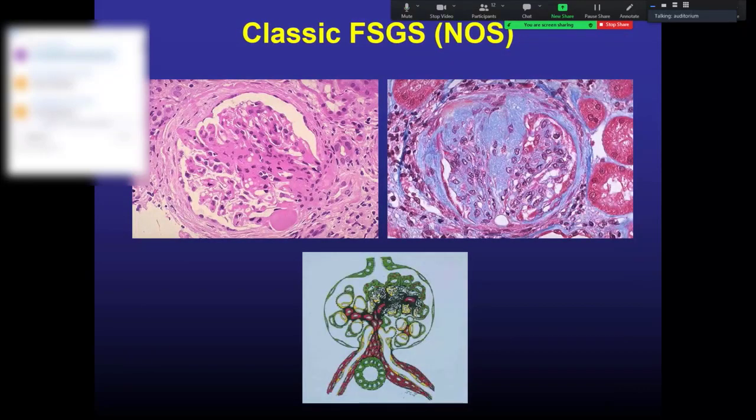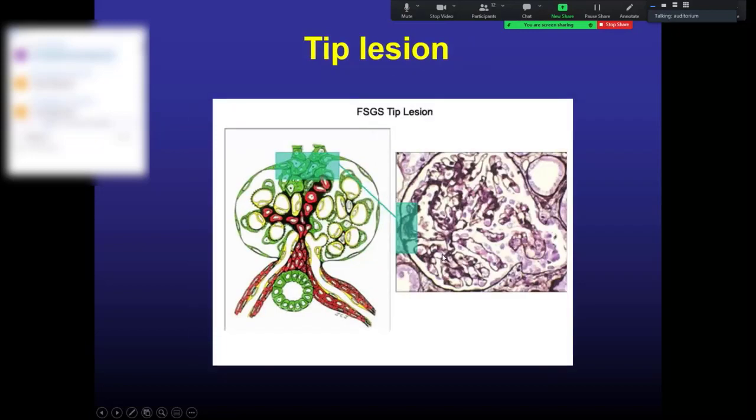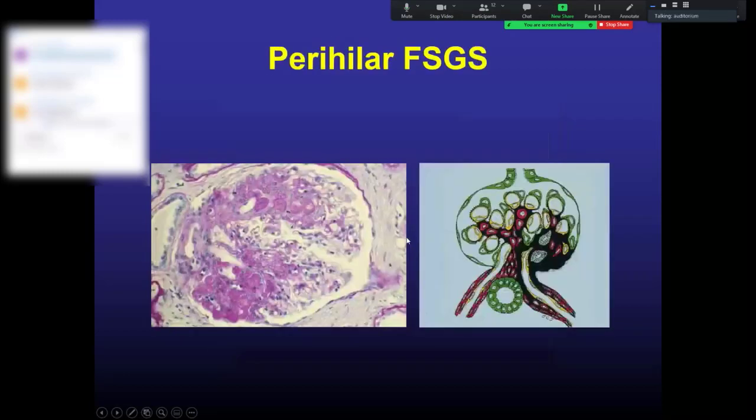This is the classic FSGS lesion. So you have a segmental lesion. This is it in kind of cartoon form. So you have an area of the glomerulus that looks fairly normal, and then an area that's scarred. This is the collapsing lesion. And this is interesting because all the capillaries kind of collapse on themselves, and then there's kind of this open area. This is the tip lesion. The glomerulus looks pretty normal, except for this one little area of scarring. And then this is the perihilar. So this is scarring right around the vascular pole.